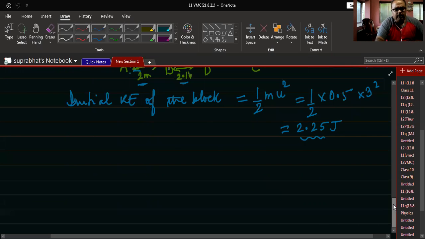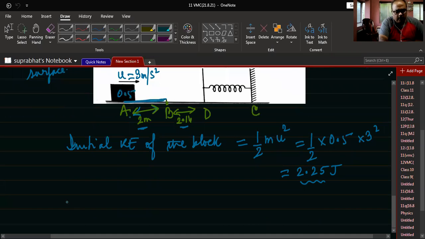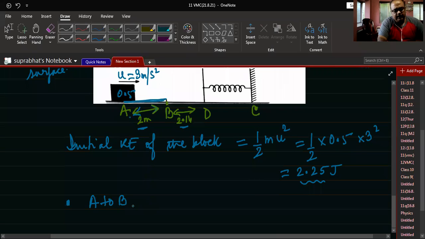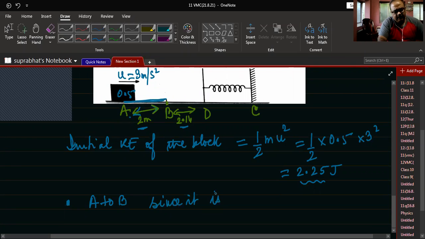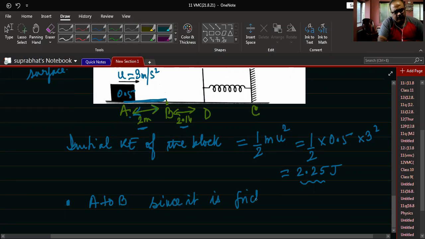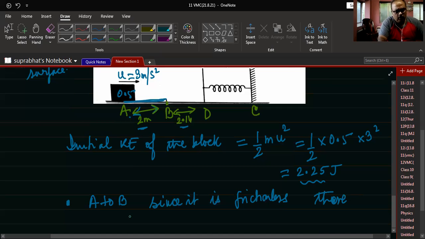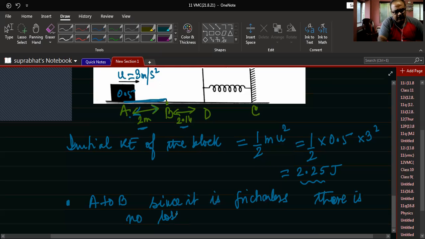Now, one thing you have to understand, case 1 or point 1, is that as the block is moving from A to B, since it is frictionless, there is no loss of energy. This is the first part.